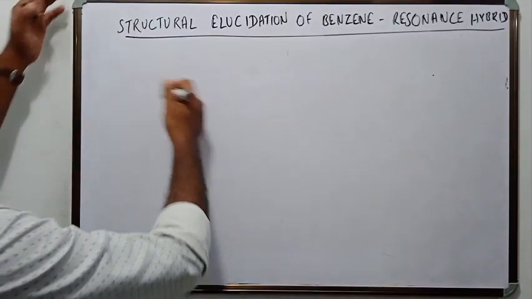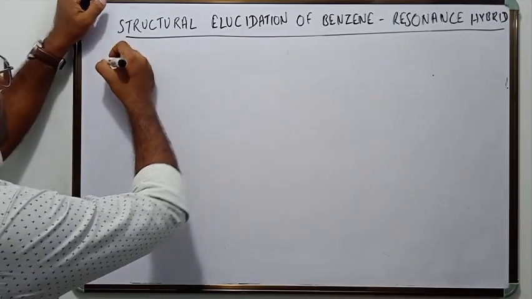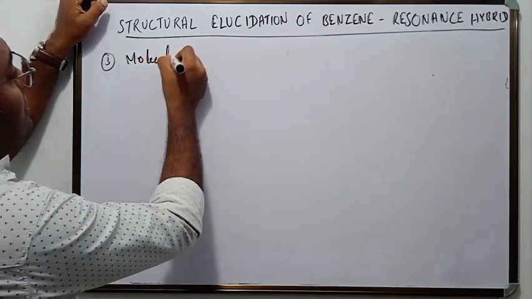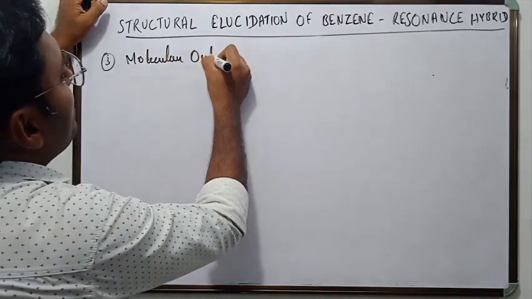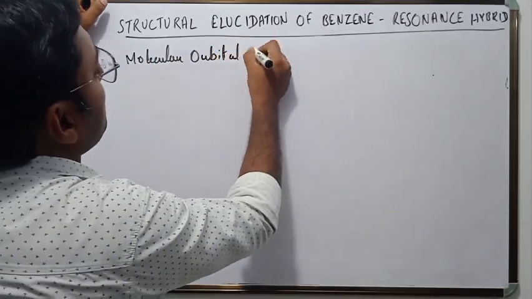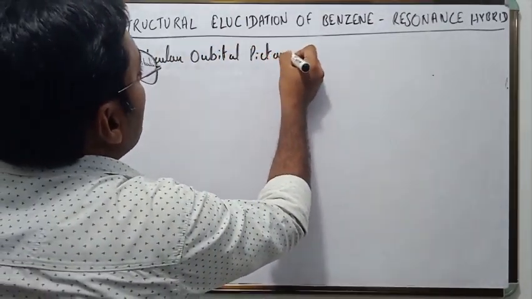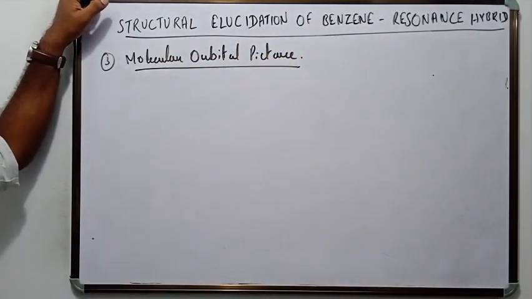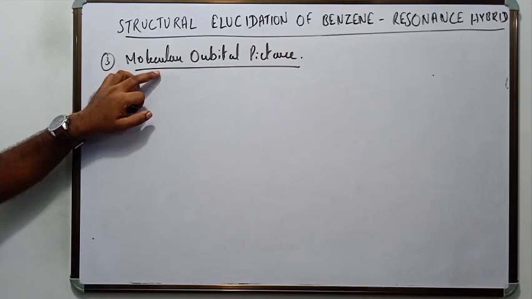Resonance, the third point is molecular orbital structure. Molecular orbital picture. Molecular orbital picture of benzene.